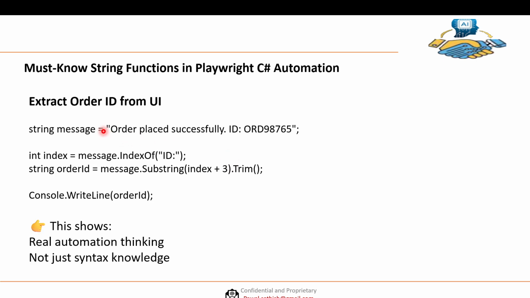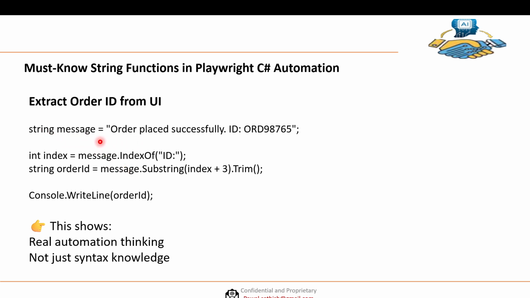Okay, so now we'll give one example. Here we can see I want to extract the order ID from the UI and this is the text. Okay, this is the entire string. We have the ID colon and the number. Okay, but I want to extract just the order ID, ORD 98765, from the UI. So in that case, we need to use a combination of different functions. Okay, here I give the example.